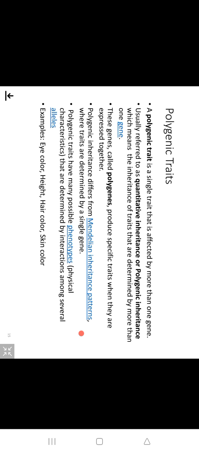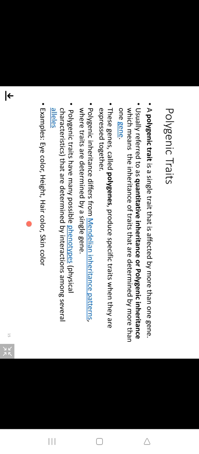So the other kind of gene interaction, we normally call it polygenic traits. People call it polygenic inheritance. People talk about quantitative inheritance. Other people will also talk about quantitative genetics when they are talking about these polygenic traits. So a polygenic trait is a single trait that is affected by more than one gene.